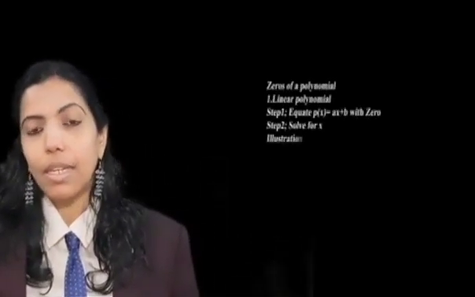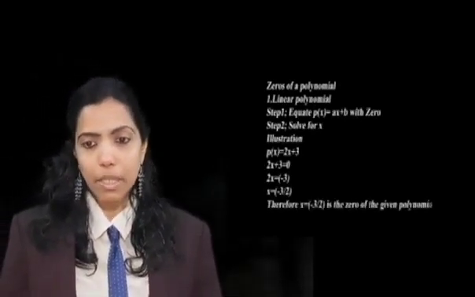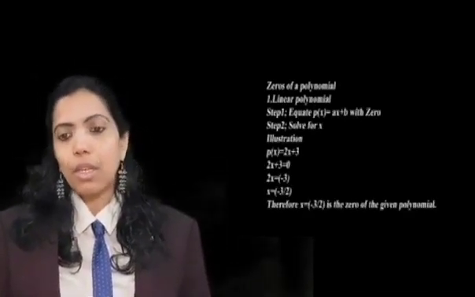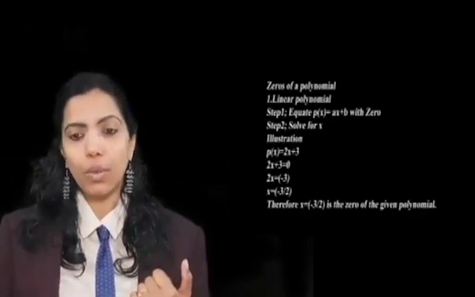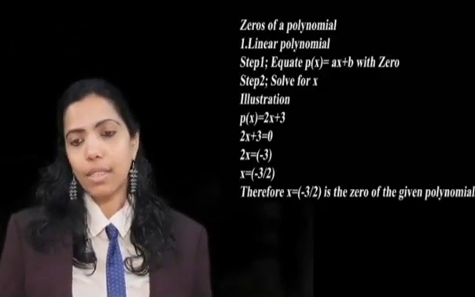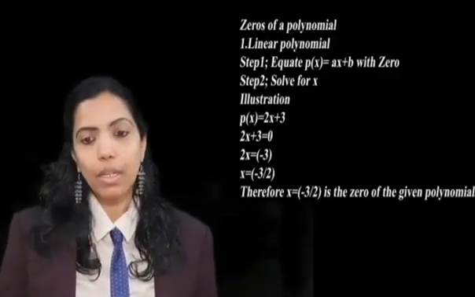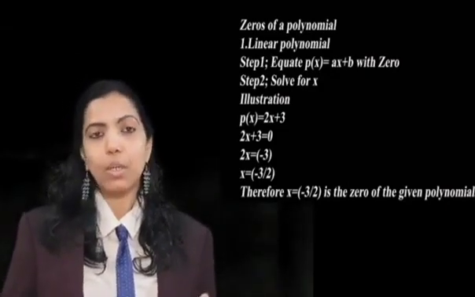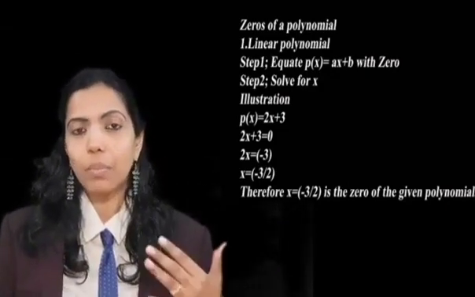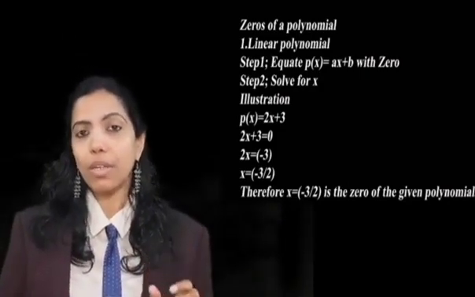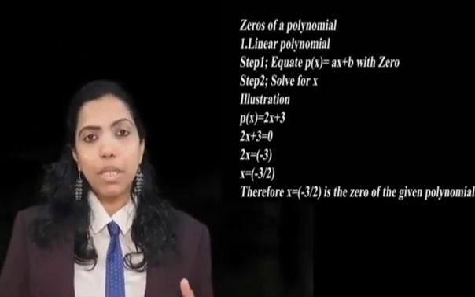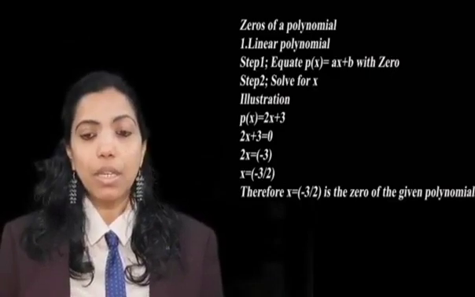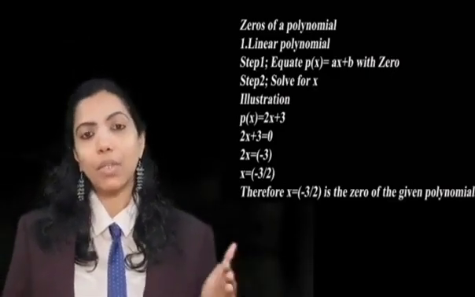So first one, linear polynomial. As we know, the standard form of a linear polynomial is ax plus b. So step 1, we have to equate p of x equal to ax plus b with 0. Then I have to solve for x. We can have an illustration for that. P of x is equal to 2x plus 3. What is the very first step? We have to equate that polynomial p of x with 0. That means we are going to solve the equation p of x equal to 0. P of x is given as 2x plus 3, so I am going to equate 2x plus 3 with 0.